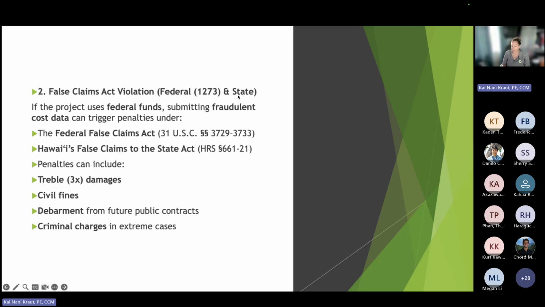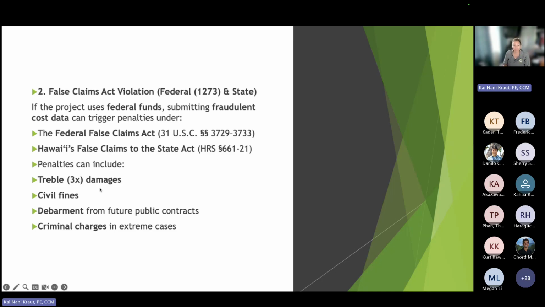They can't lie to us. I had one contractor tell me it's my job to lie to you. I said, actually, if it is, you're in breach of contract as well as state law, because both laws, again, if it's federally funded through a 1273, there's a provision, the False Claims Act, and then you have the mini False Claims Act, which is the state act.